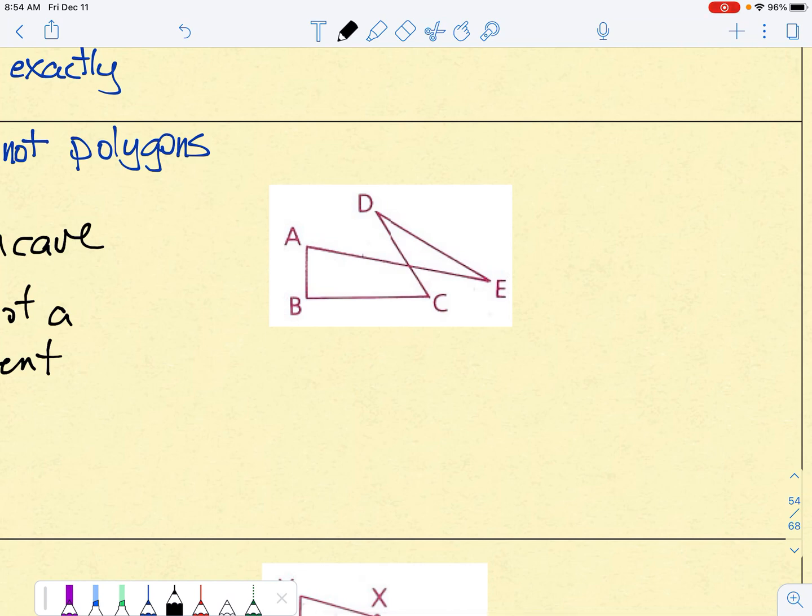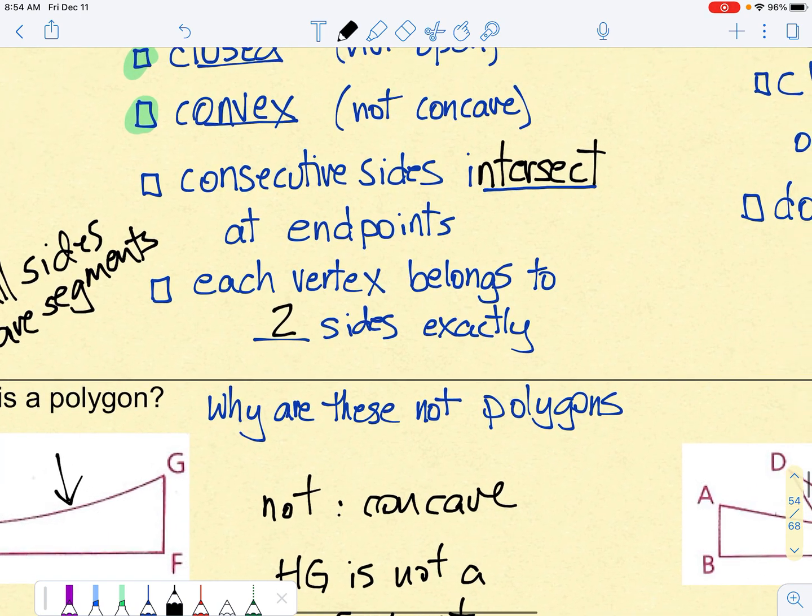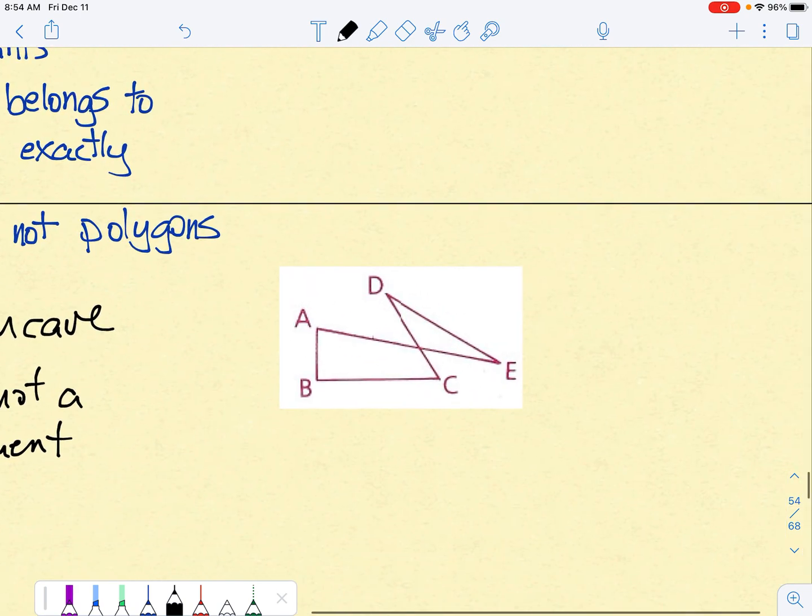Here we have a scenario where it's not necessarily concave, A, B, C, D, E, but we have the third rule, consecutive sides intersect at endpoints. So here we have a side, and here we have a side, and they intersect at more than just the endpoints. And so that's a problem, okay? Those sides cannot intersect except at the endpoints.